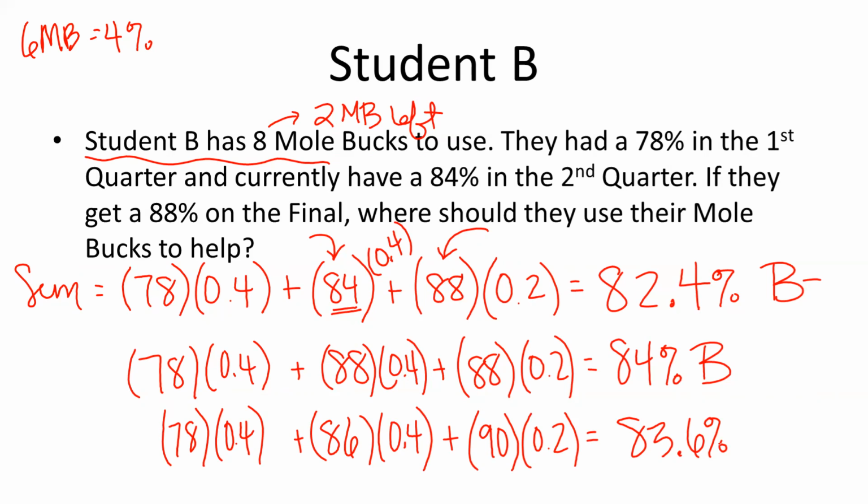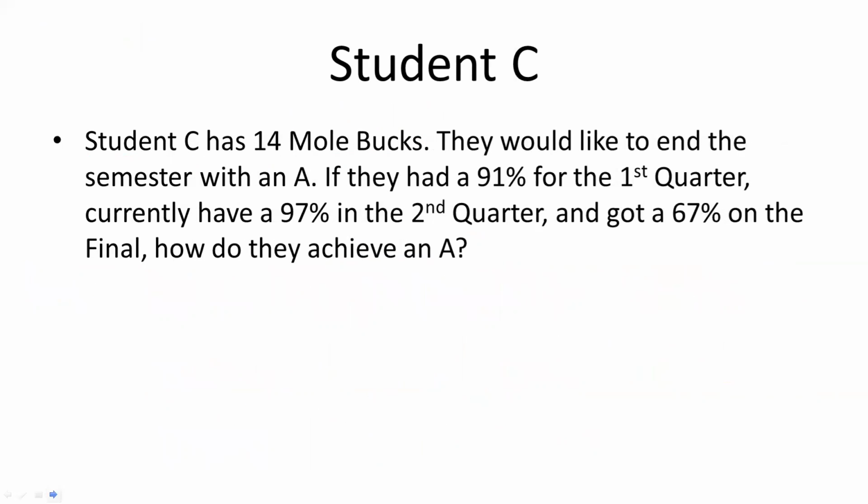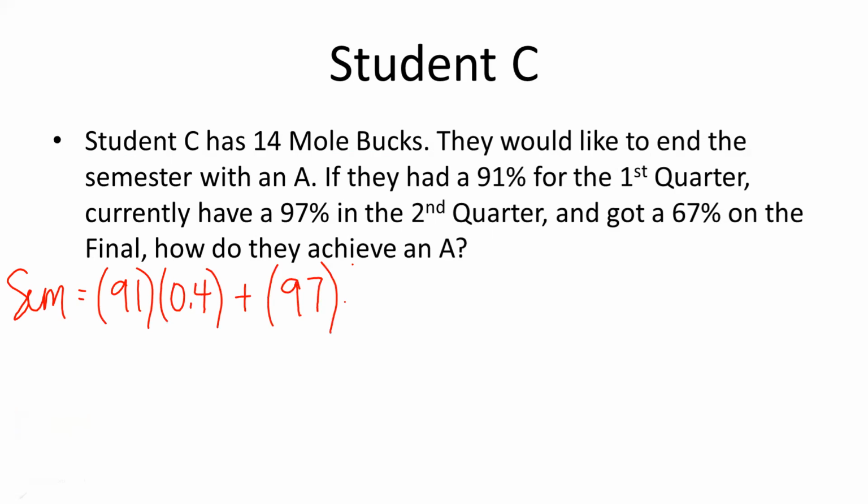But let's try student C's scenario, where they can't add any MOLDUX to their second quarter grade because they had a 91% for the first quarter, they had a 97% for the second quarter, and they got a 67% on the final. Okay, so let's first figure out what they have before we start adding. So for our semester grade, we're going to take 91 times 0.4 plus 97 times 0.4 plus 67 times 0.2.